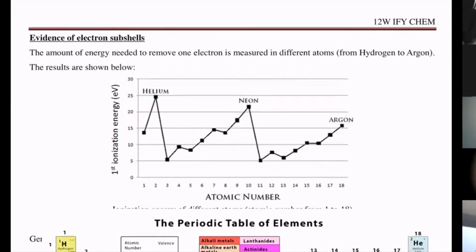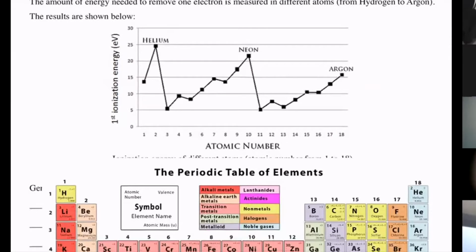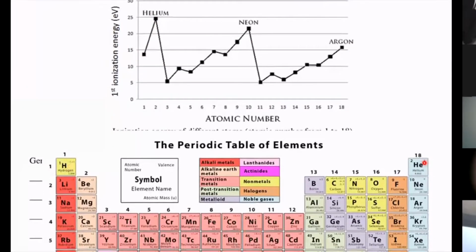Okay, so here you can see the first ionization energy for the first 3 periods of atoms. From hydrogen, helium, and then period 2, this is lithium from here, and then it goes up to neon. And then the third period starts from here, starting from sodium and ending with argon here.